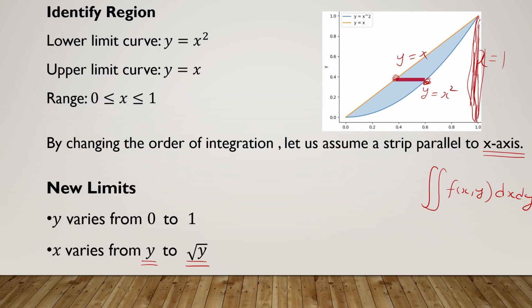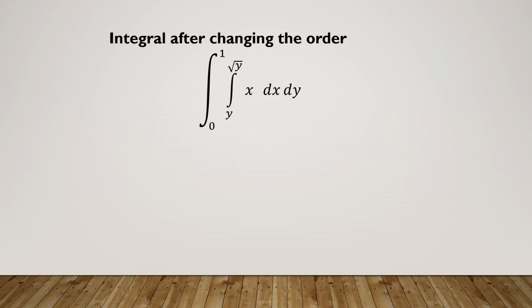So see the entire region, it starts from the origin. So y is equal to 0 is the lower limit. It ends at the point 1 comma 1. So the upper limit is 1. So these are the new limits.